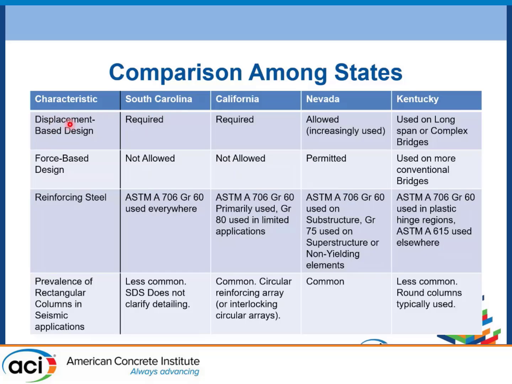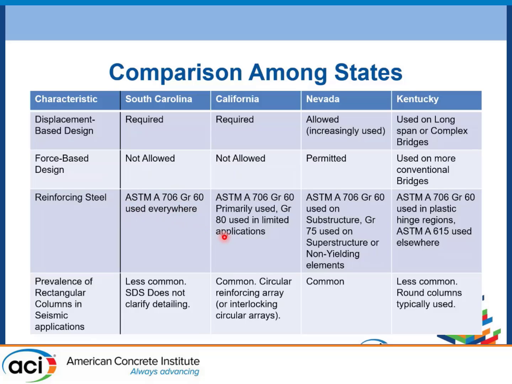Displacement-based design, for instance, in South Carolina is required, as it is in California. It is allowed, of course, in Nevada. In Kentucky, for instance, it's used on bridges that require it, long, complex bridges. Force-based design is not allowed in South Carolina or California, permitted in Nevada, and is commonly used in Kentucky on conventional bridges.